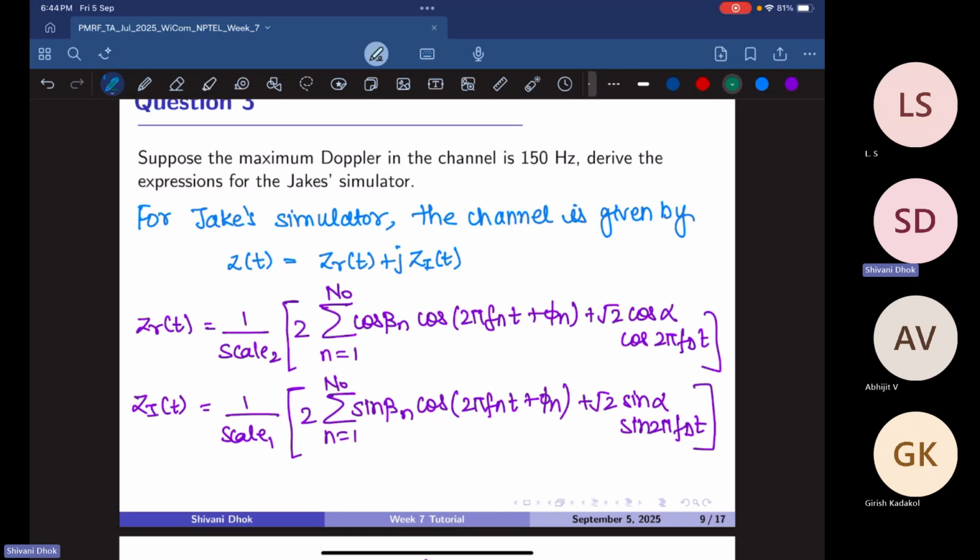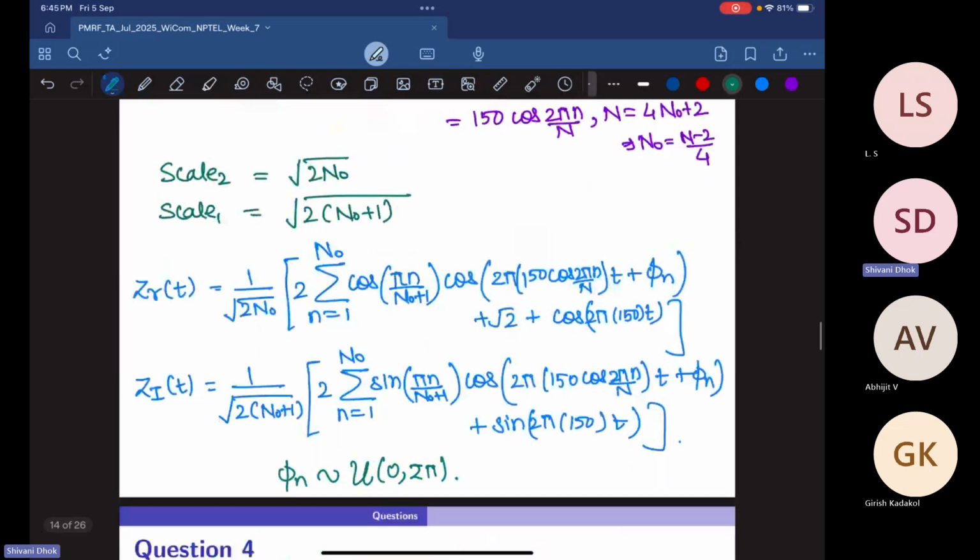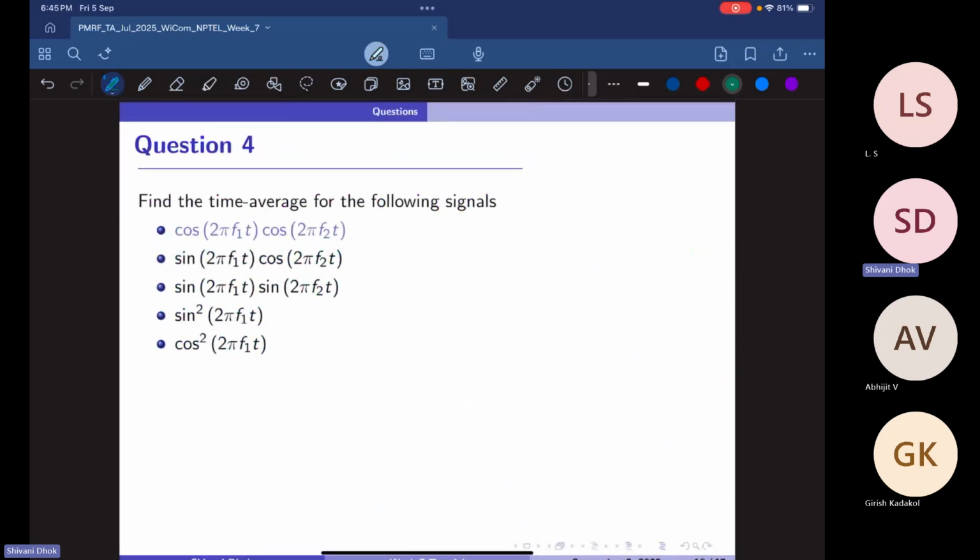For time averages, we would be getting terms to find time averages of products of cosines of different frequencies or same frequencies. So how to figure that out? Just to understand those concepts, and to show why they come out to be 0 or, let's say, 1 by 2, I have brought these things here.